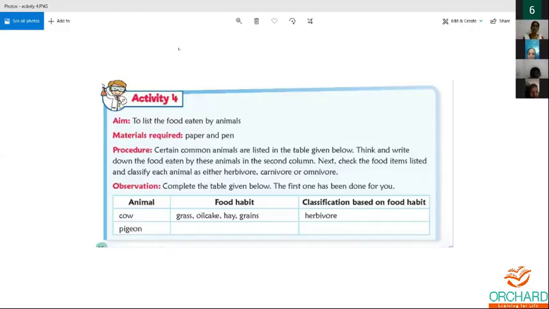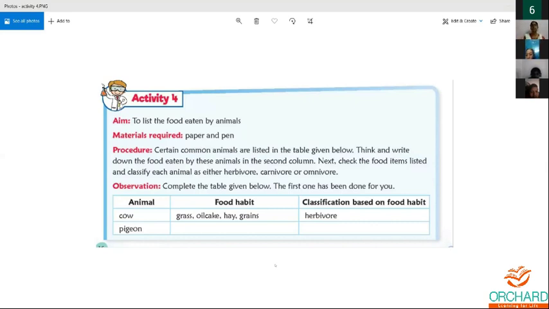Activity 4, which is given in your book, is to list food eaten by animals. Again, you require pen, pencil, and paper. Certain common animals are listed in the table given below. Think and write down the food eaten by these animals in the second column. Next, check the food items listed and classify them. They'll be giving an animal, and you write the food habit, classification based on food habit.